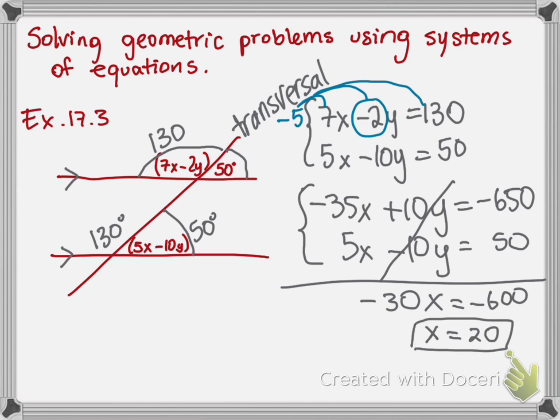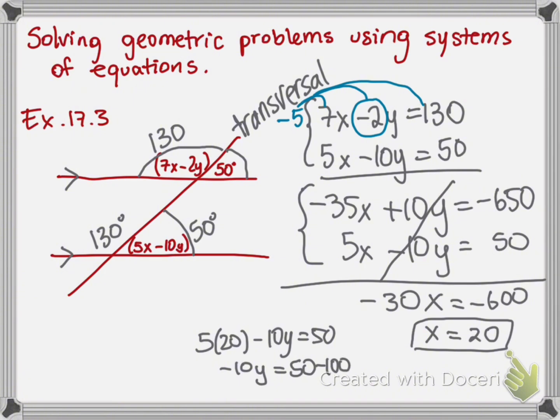And if x equals 20, then we just substitute in one of the originals to find y. I'm going to do it here. So let's say we're going to do 5 times 20 minus 10y equals 50. Using this one here, the original equation, and that's 100. So -10y equals 50 minus 100 that we got from here. So y equals -50 divided by -10, which is 5. So y equals 5, and that would be our answer.